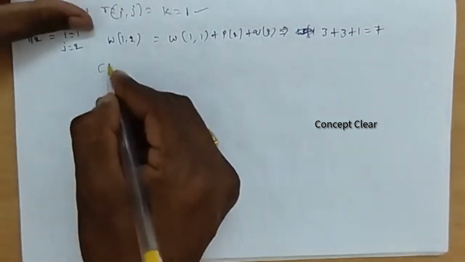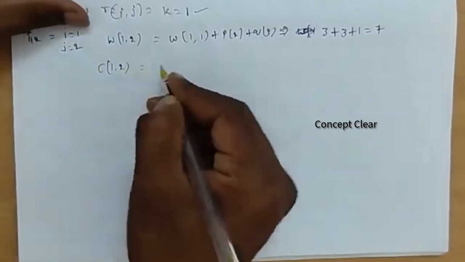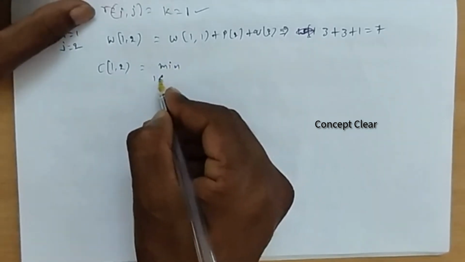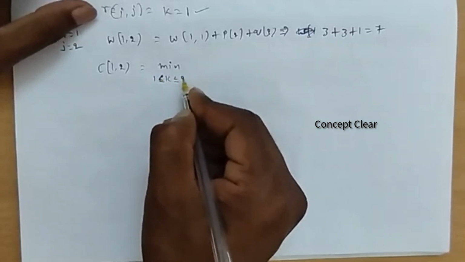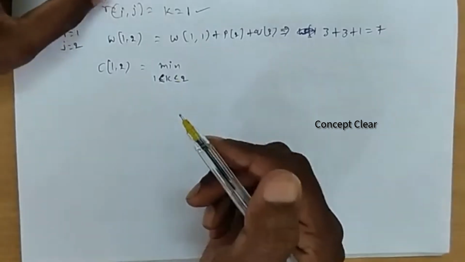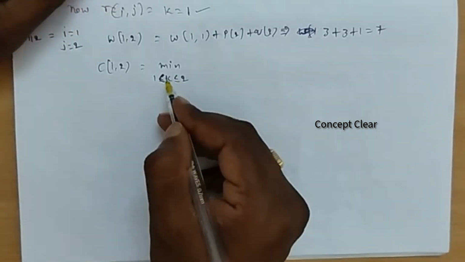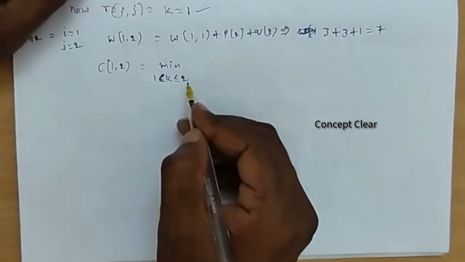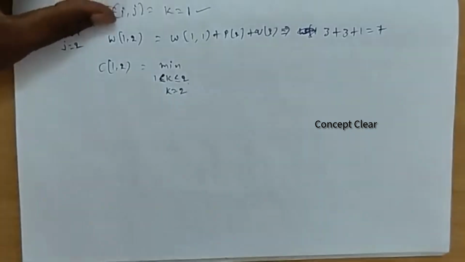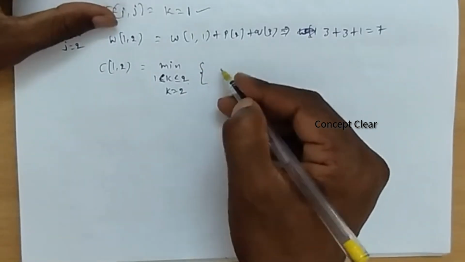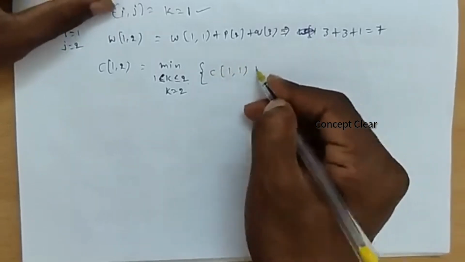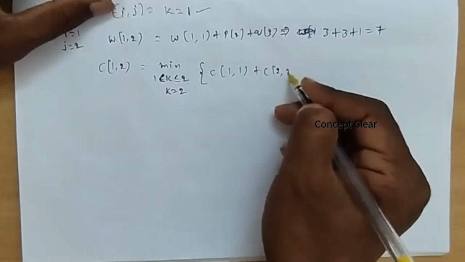So it is the W value. And what about C of 1 comma 2? That equals to minimum of 1 less than K less than or equals to 2. According to this condition, what is the condition here? K is only 2. K must be greater than 1 and less than or equal to 2, so K equals to 1. So I am implementing the value C of 1 comma 1 plus C of 2 comma 2.